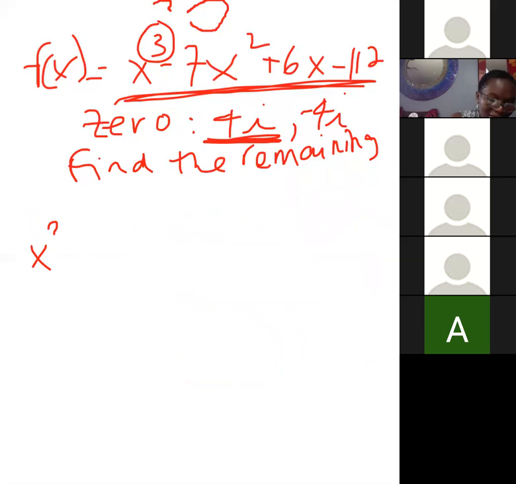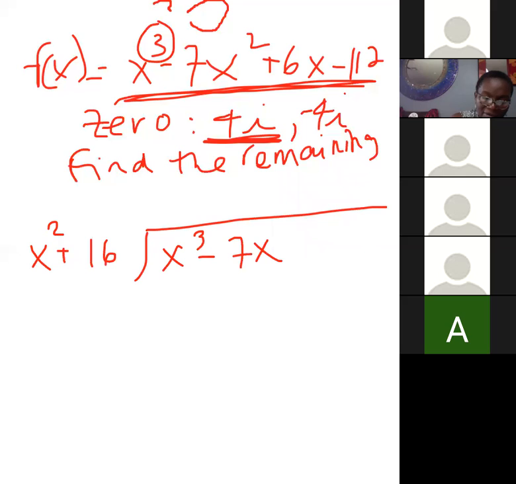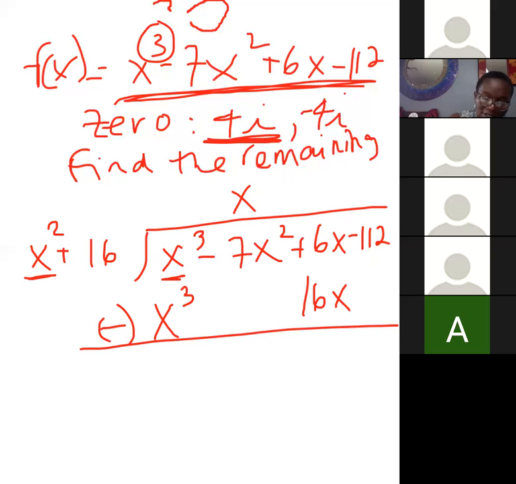Okay, x squared plus 16. We're going to divide it into the polynomial x cubed minus 7x squared plus 6x minus 112. So we take the x cubed divided by x squared. That's going to give us x. x times x squared is x cubed. That's expected. x times 16 is going to give us 16x. Now we're going to subtract. So these two cancel out. Bring down the negative 7x squared. 6x minus 16x leaves us with a negative 10x.